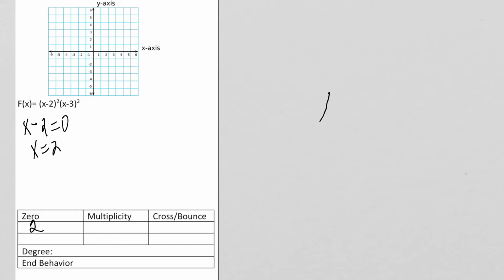What is its multiplicity? Its multiplicity is with the power here. Its multiplicity is 2. And when the multiplicity is even, that means it's going to bounce. The other one, 0, is positive 3.